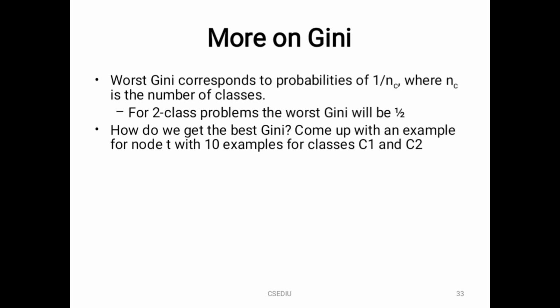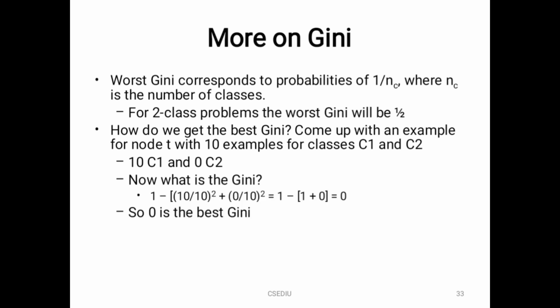More on Gini. Gini corresponds to probability, where nc is the number of classes. The Gini at equal probability is the worst case. For two-class problems, the worst Gini will be 1/2. Now the example for a node with 10 C1 and 10 C2: what is the Gini?